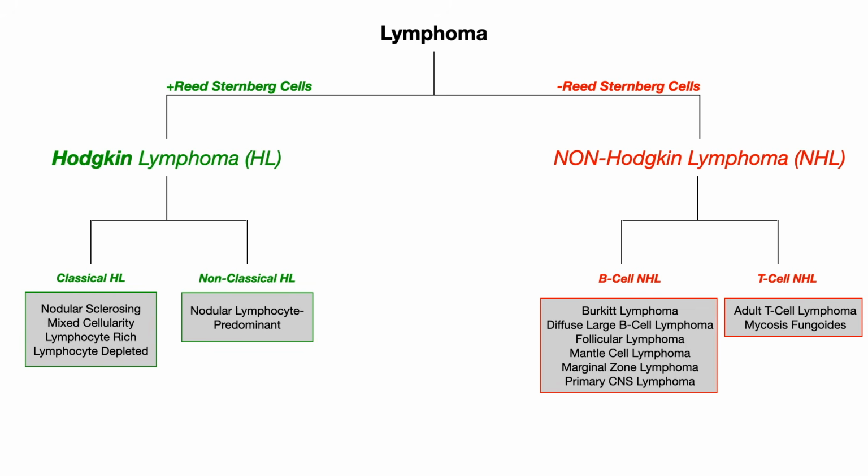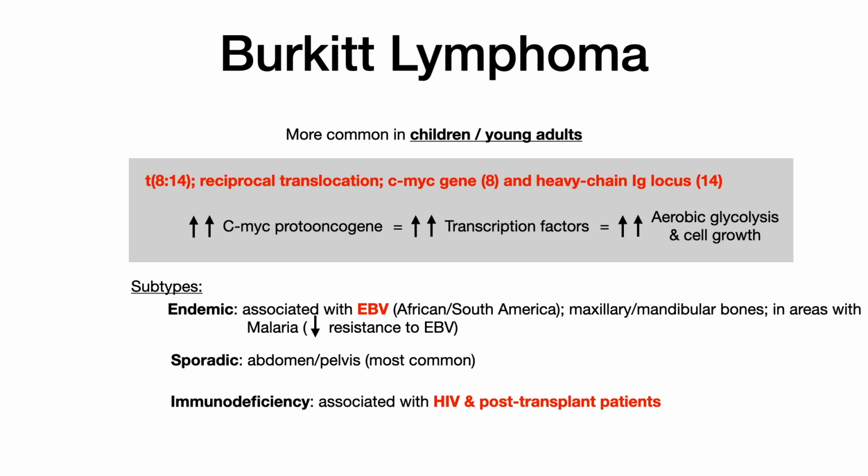So let's go through these one at a time. We'll talk about all the different types of non-Hodgkin lymphomas, and then at the end of this video, I'll talk about the clinical presentation, the difference between Hodgkin and non-Hodgkin clinically, and then some associated syndromes that you need to know for USMLE and COMLEX. So we'll begin with Burkitt lymphoma.